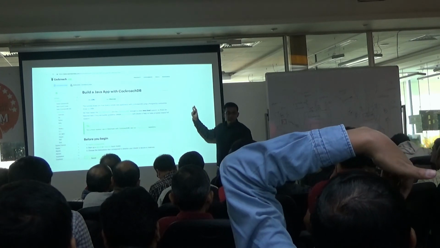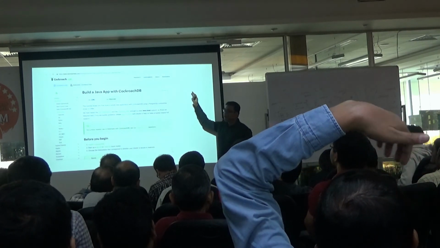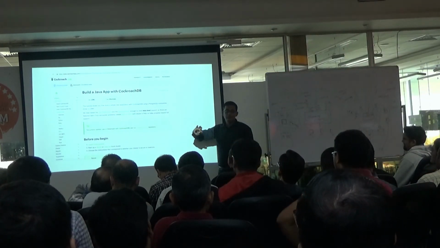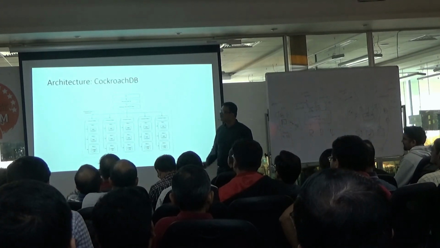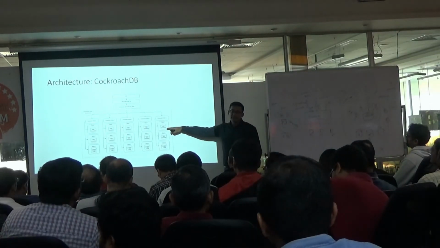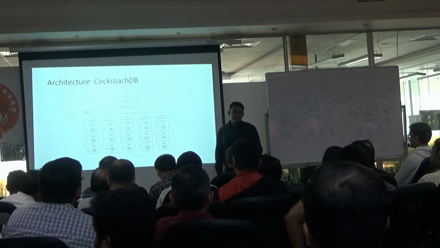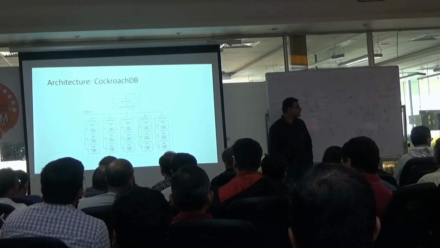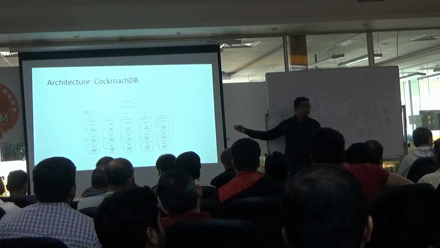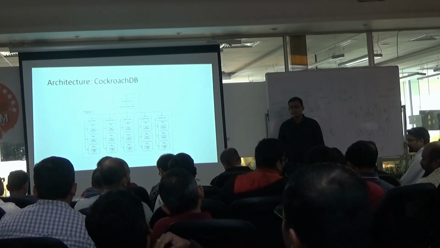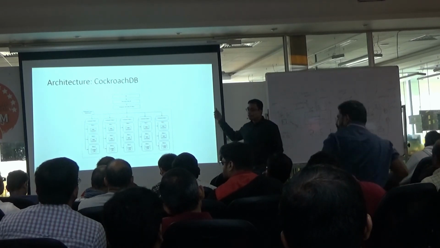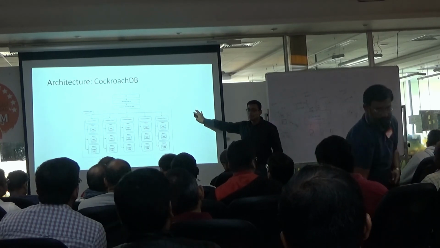Cockroach DB is a new SQL database that supports everything that SQL supports. Implementation-wise it is very different, but logically it presents the relational table model, so the user only needs to work with the relational model. Internally it is using a log-structured store. It supports Hibernate, so whatever Hibernate can do, it can do.